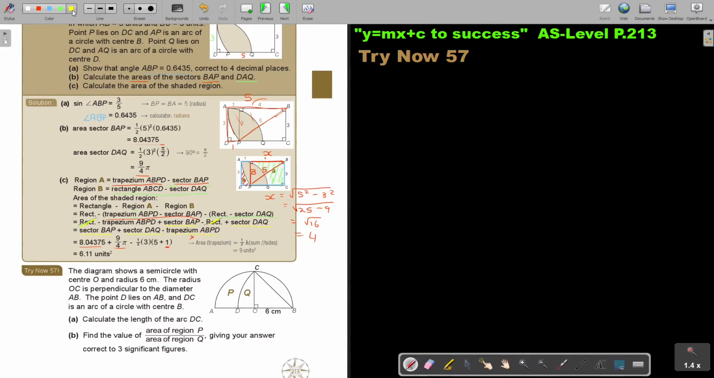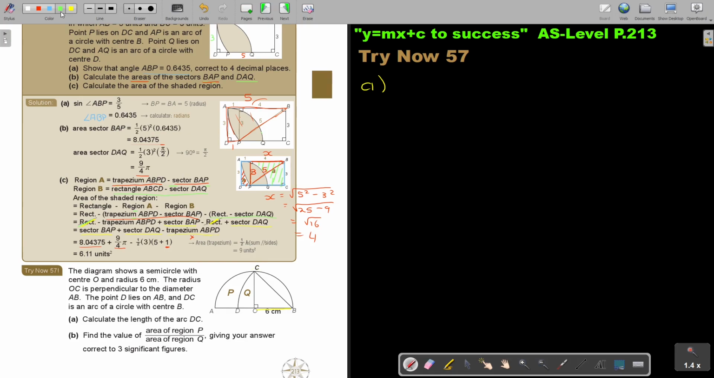Okay, let's start with number A. The diagram shows a semicircle with center O and radius 6. So that is 6. The radius OC is perpendicular to the diameter AB, so there is 90. The point D lies on AB, okay, and DC is an arc of a circle with center B. So there is your sector. Calculate the length of arc DC.